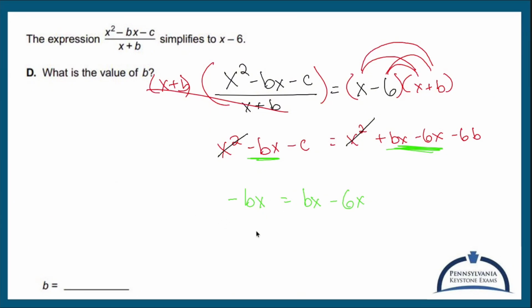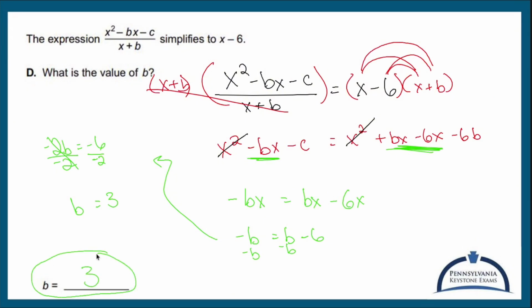Now they all have x's in common, which means we can get rid of the x's. So negative b equals b minus 6. Subtract b from both sides. That gets you negative 2b equals negative 6. Divide by negative 2, divide by negative 2, and b is going to equal 3. That was a very, very difficult problem. I didn't like it. Not at all.